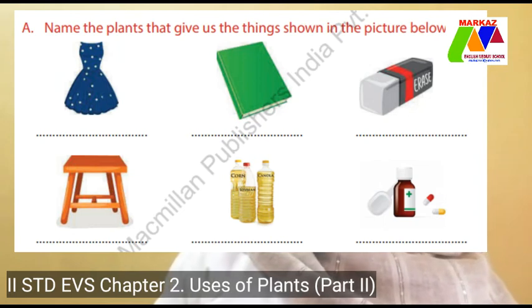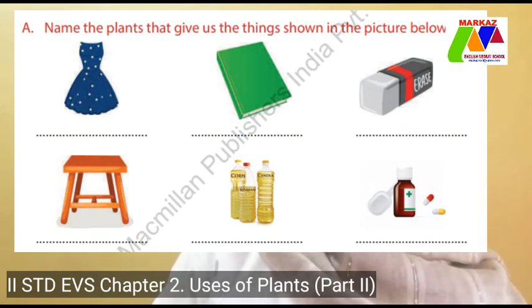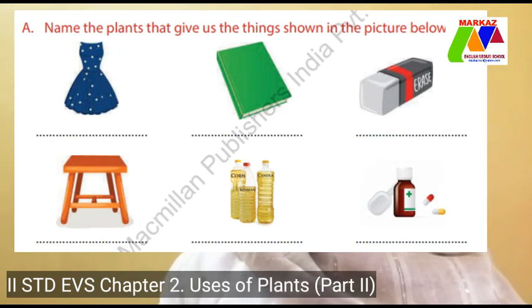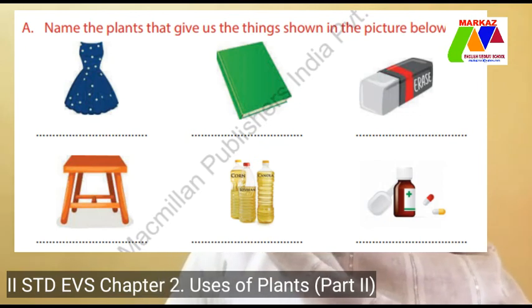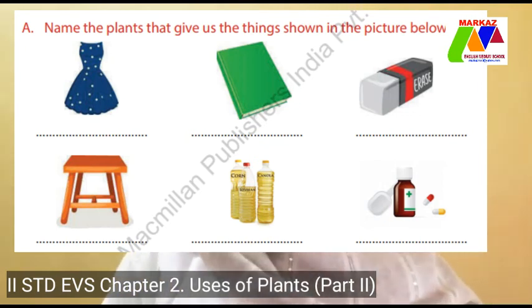Yes, a book. That is bamboo. Yes, paper is made from bamboo. So all of you write down bamboo. Then look at the next picture. That is eraser. Yes, that is rubber tree. Okay, rubber tree. All of you write down rubber.